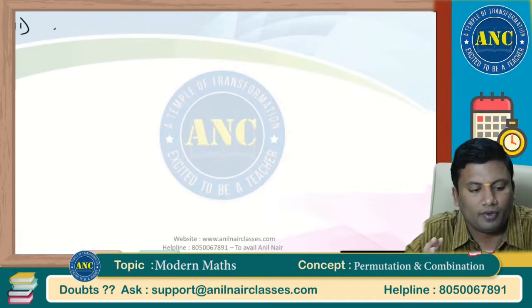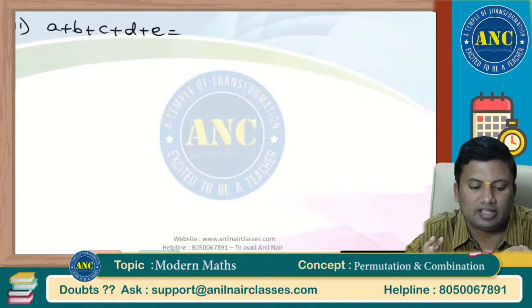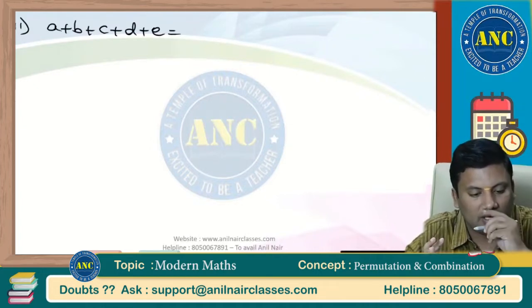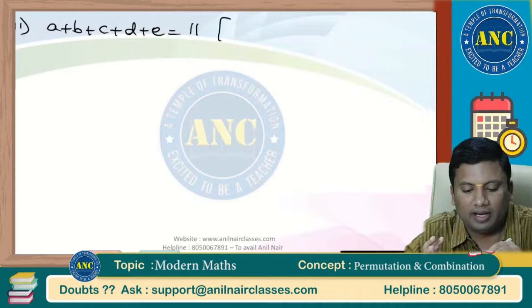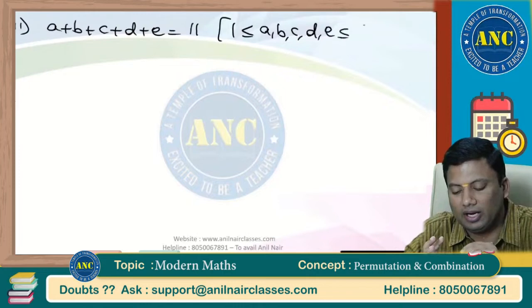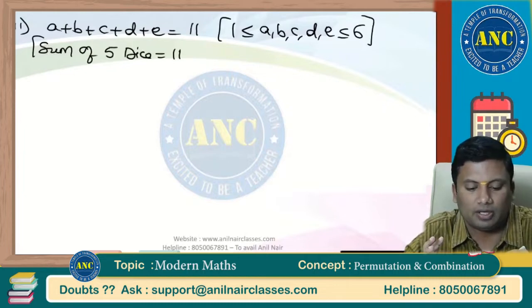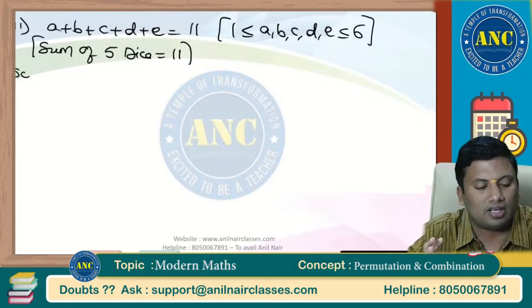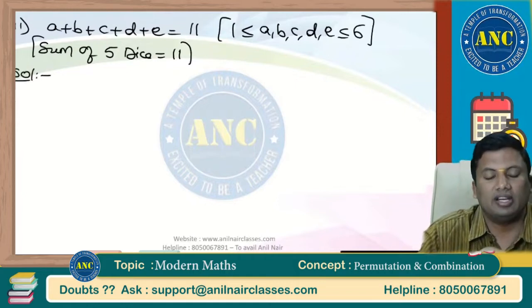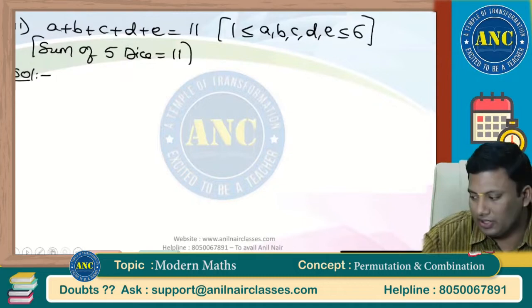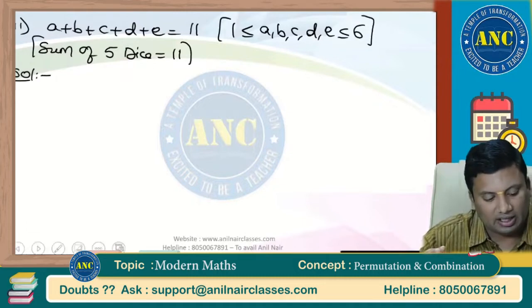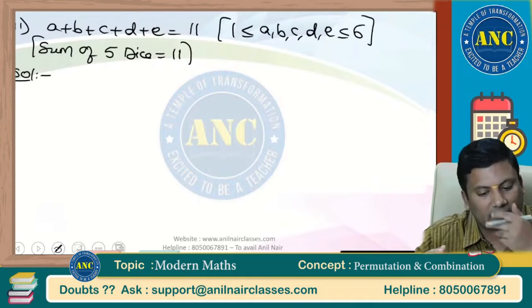11th question. A plus B plus C plus D plus E. This is an exam related question, sir. Right? This is nothing but 11, with 1 less than or equal to A, B, C, D, E less than or equal to 6. In how many ways can the sum of 5 dice come out to be 11? Most of the students thought that this question is difficult. Actually, it's an easy question. A plus B plus C plus D plus E is nothing but 11.